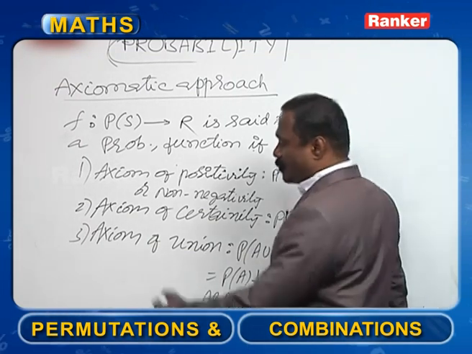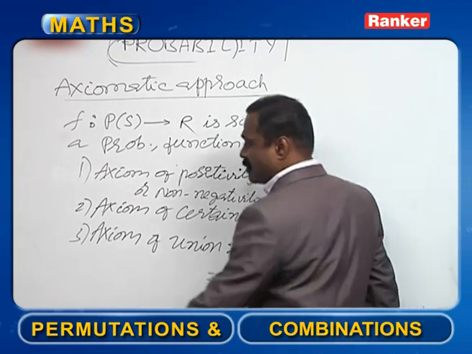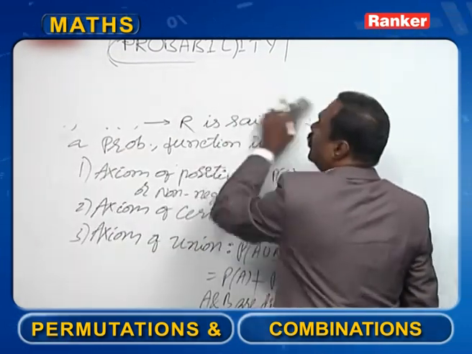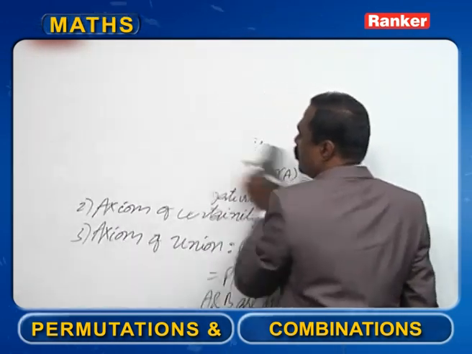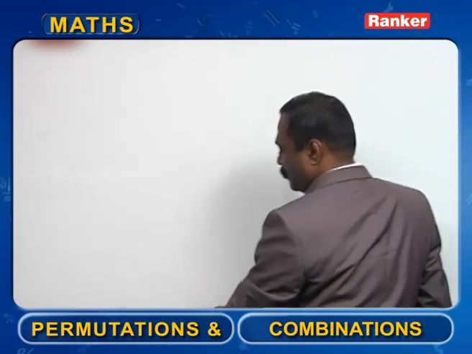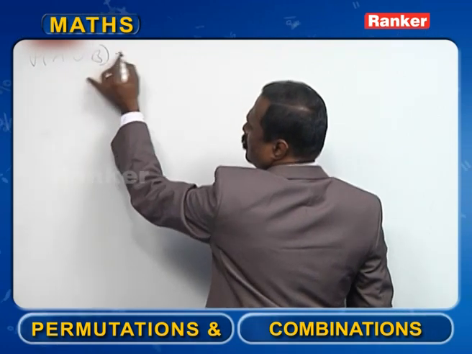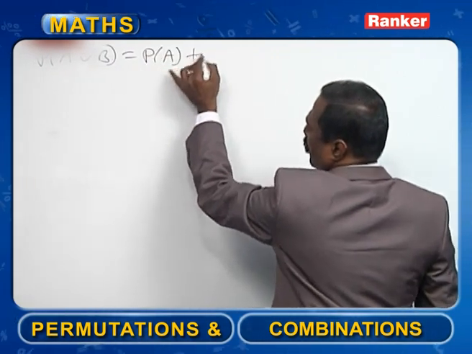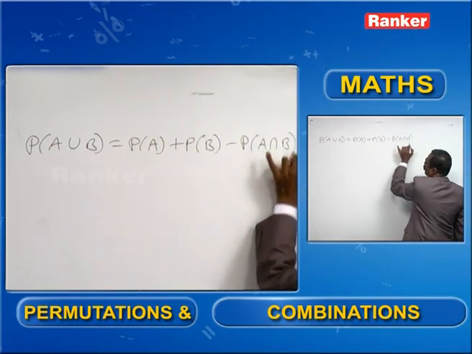When there is something common, then how to apply this axiom of union, which is nothing but the addition theorem. Understand it carefully. Addition theorem is based on the axiom of union only. So addition theorem is P of A union B is equal to P of A plus P of B minus P of A intersection B. Why should it be P of A intersection B?